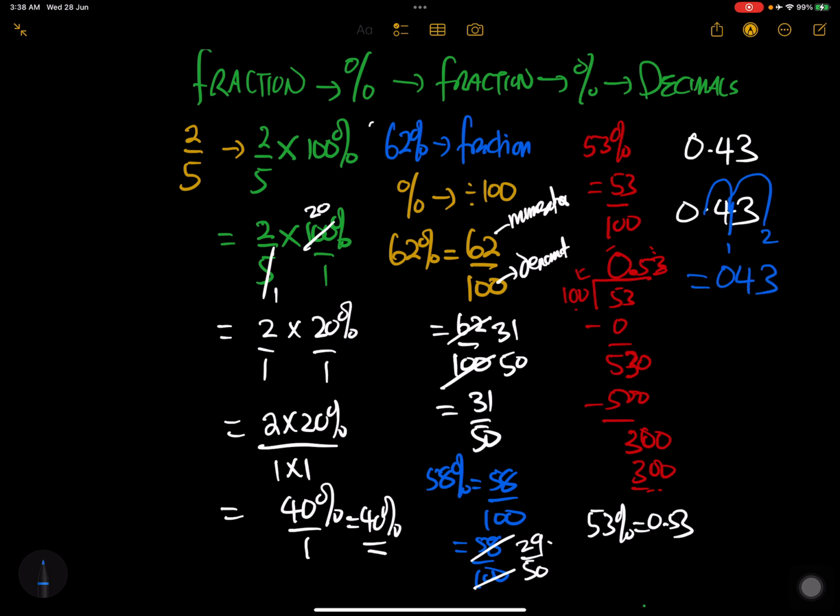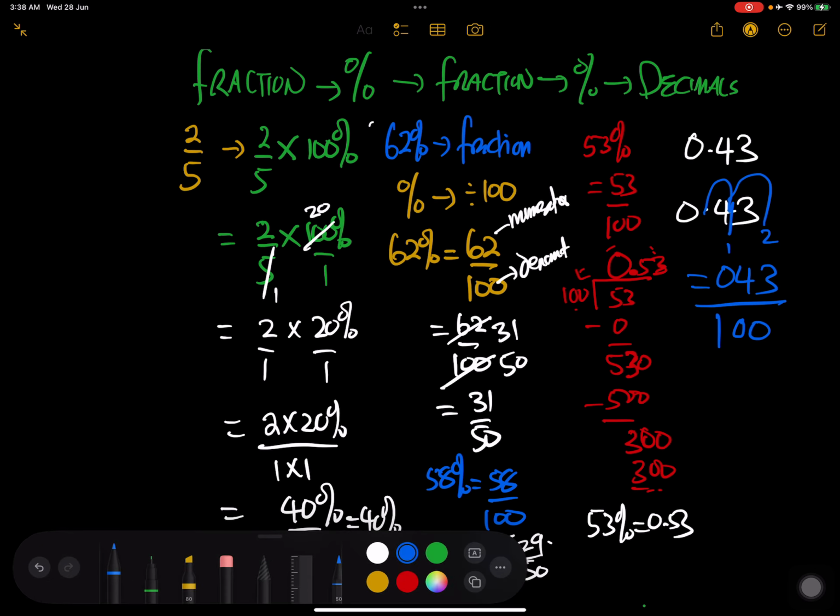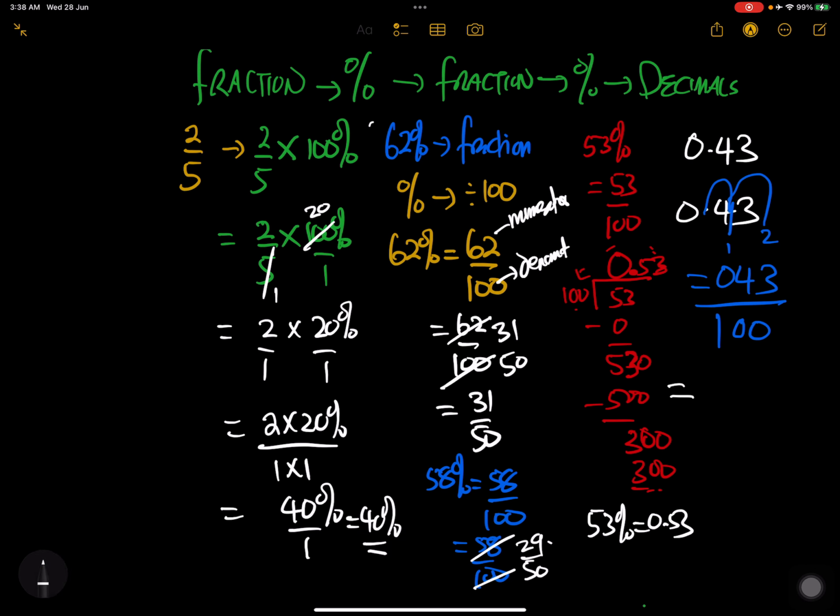We've moved the decimal point. We divide it by two zeros. So one, and then the two zeros like this. And this is going to be the same thing as 43 divided by 100. And this is what we've been able to move from decimal into a fraction, and then from the fraction, we can do our percentage.